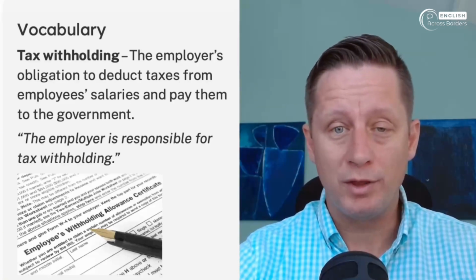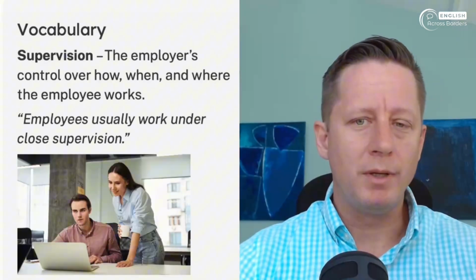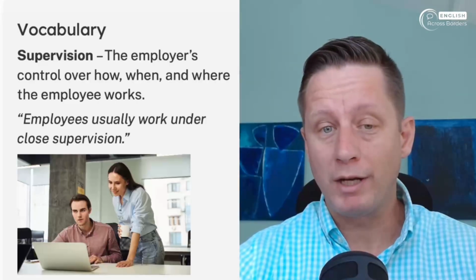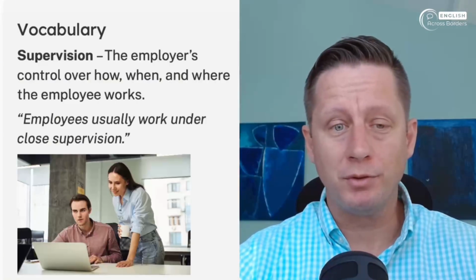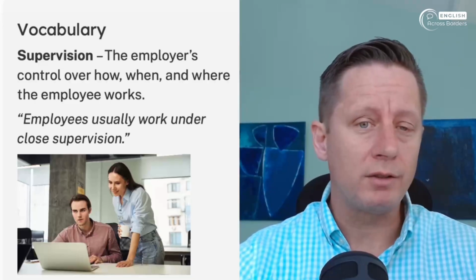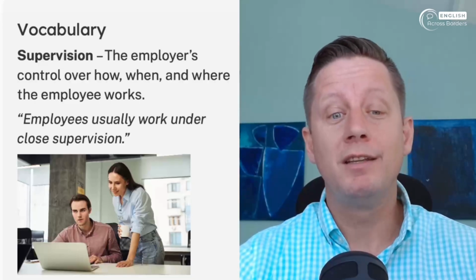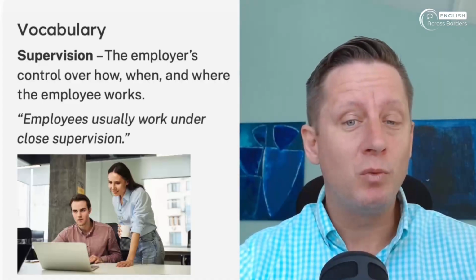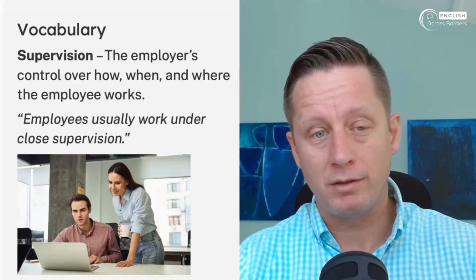There is no withholding. Supervision means control. Employees work under the employer's direction. They follow schedules, company policies, and orders. Contractors, on the other hand, have independence. For example, employees usually work under close supervision.